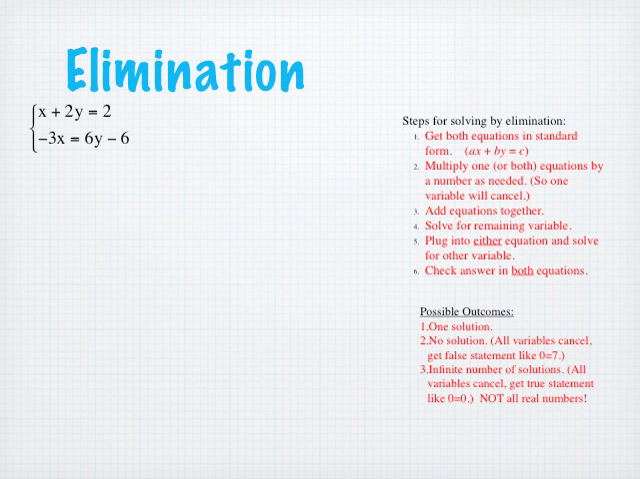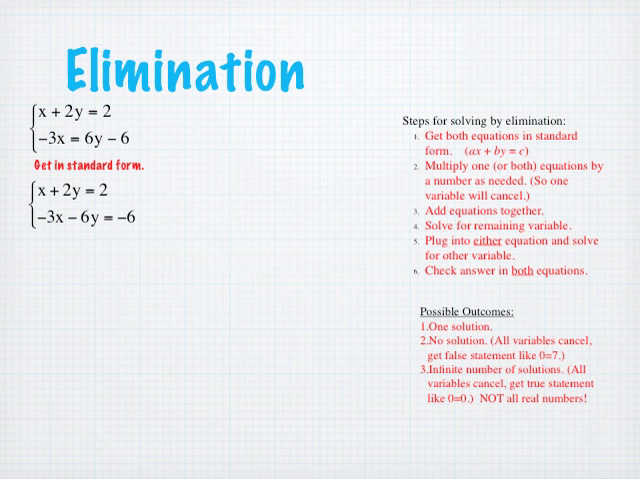The first equation is in standard form because all the variables are on the left, but the second one isn't, so we want to subtract 6y from both sides. So we get x plus 2y equals 2, negative 3x minus 6y equals negative 6. Now that we've got them in standard form, if I add them together right now, will a variable cancel? No, it won't, so don't do it. Don't add them together unless a variable is going to cancel.